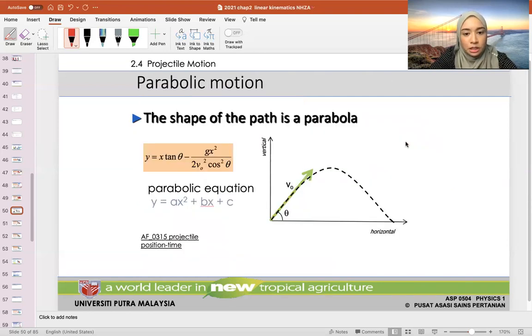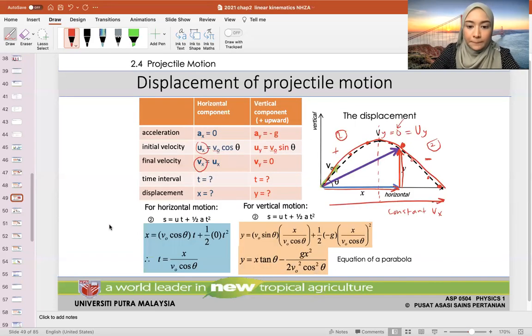Okay, so the shape of the projectile motion is actually a parabola and a parabolic equation is quadratic. So you have the to the power of 2, then you have the to the power of 1, then you have the to the power of 0, which is a constant. Okay, so when you have these, is this necessary to know? Not really, tapi if you're interested, you can know about it. This is when we try to rearrange the equation daripada mana tadi?